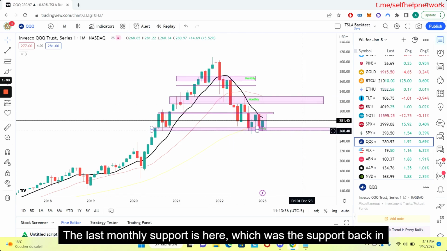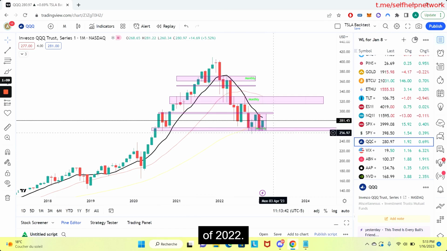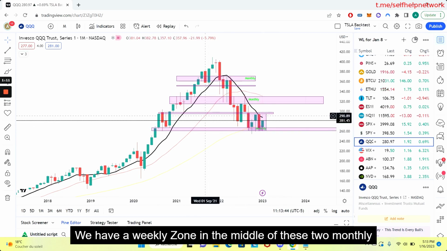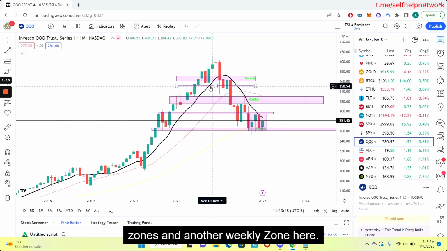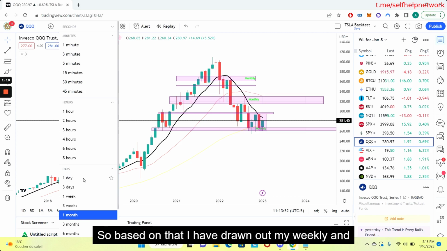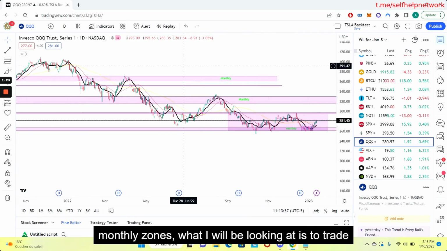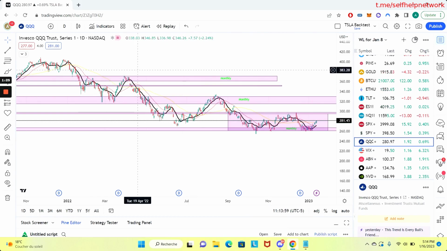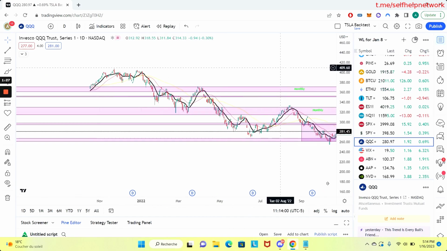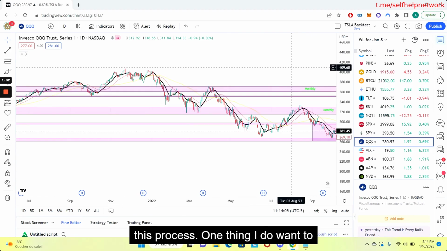The last monthly support is here, which was the support back in September 2020 and for the last 4 months of 2022. We have a weekly zone in the middle of these two monthly zones and another weekly zone here. So based on that, I have drawn out my weekly and monthly zones. What I will be looking at is to trade this chart on the daily time frame. So let's see how one would use candlesticks in this process.